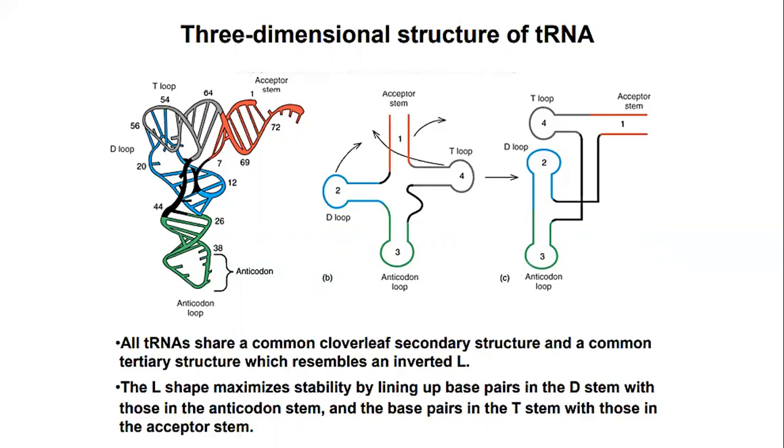This tRNA is a three-dimensional structure where the acceptor stem, or the amino acid arm, can be placed at a right angle to the anticodon arm, so that in the case of translation, this amino acid tRNA can be joined with the last amino acid of the growing polypeptide chain easily. And this shape also maximizes stability by lining up the base pairs in the D stem with those in the anticodon stem, and the base pairs in the T stem with those in the acceptor stem. This also maintains the stability of tRNA.